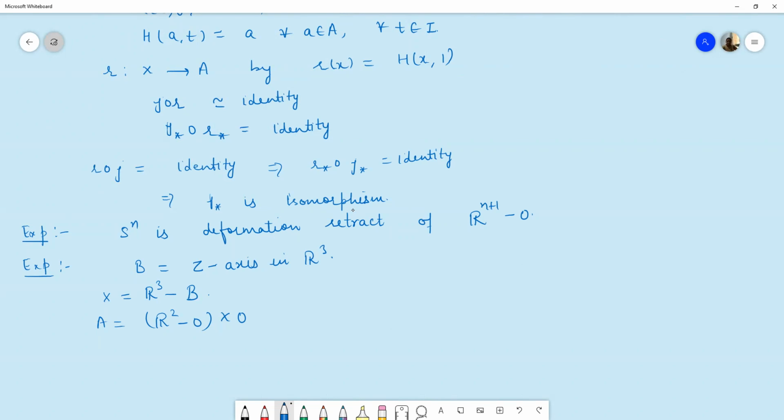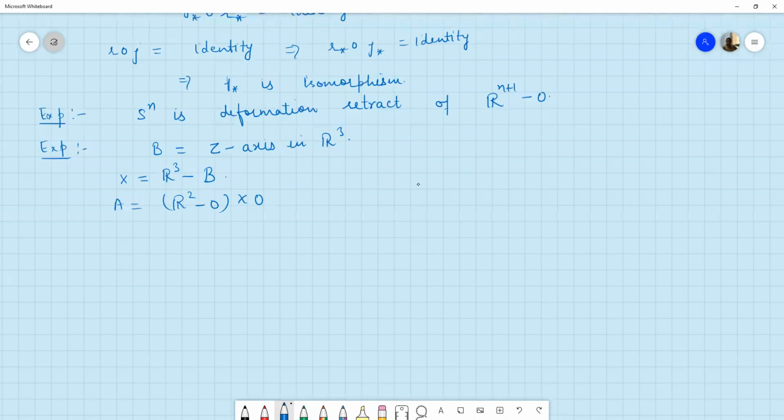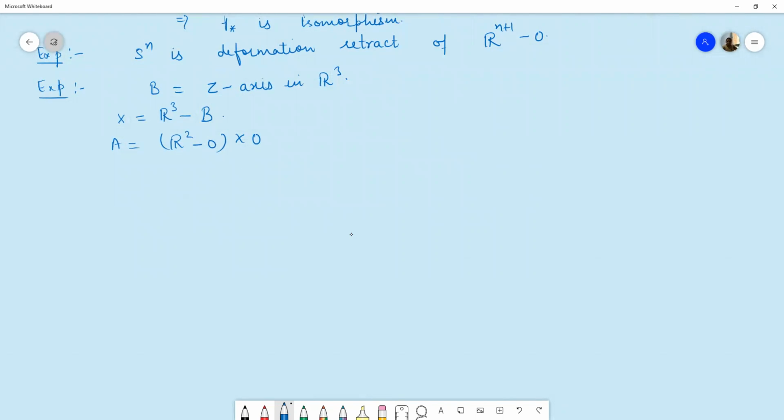So now in this example, we will prove that if we take X to be R3 minus the origin and A to be this R2 minus 0 cross 0, this punctured xy plane, then this A is a deformation retract of this space X. And to prove this is a deformation retract, we have to define a mapping H from X cross I to X, which satisfies the condition of being deformation retract.